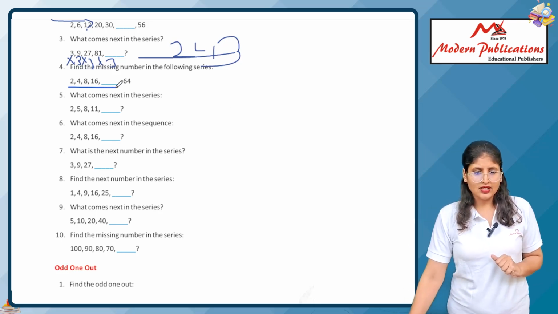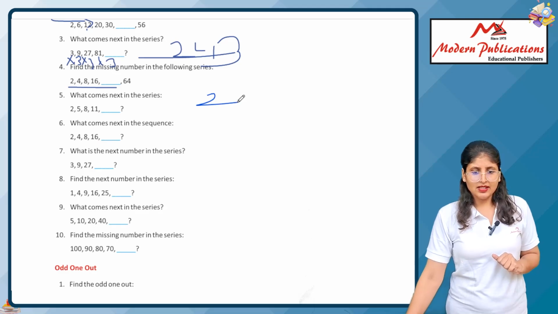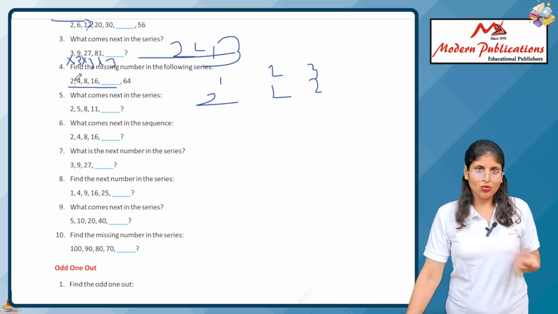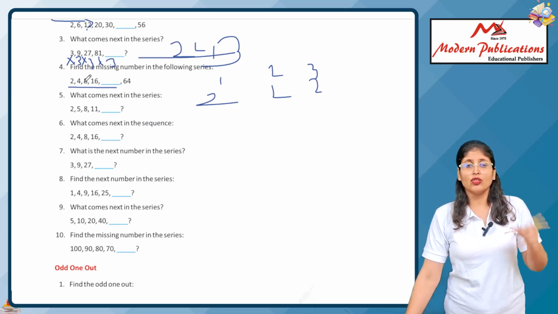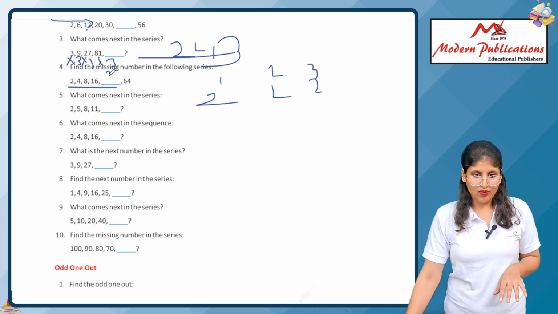Next, can you see what comes after 2, 4, 8, 16? It is 2 to the power 1, 2 to the power 2, 2 to the power 3. So 2 to the 4, 4 to the 8, 8 to the 16, 16 to the 32. We will write it like this.